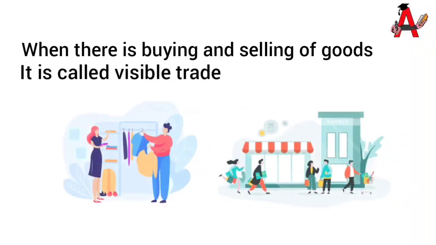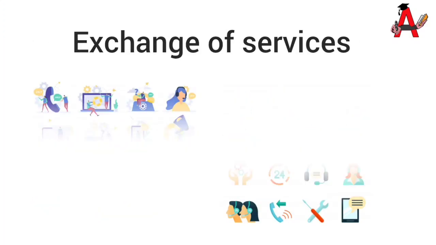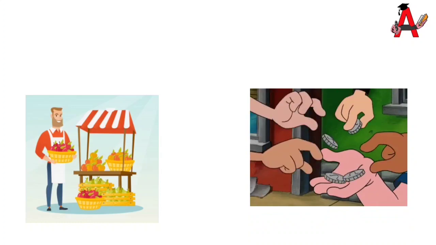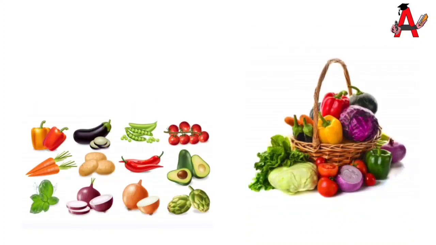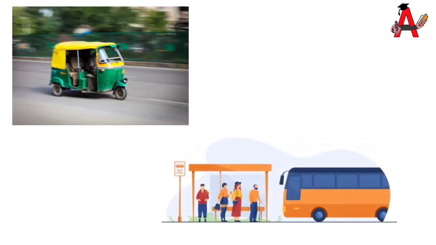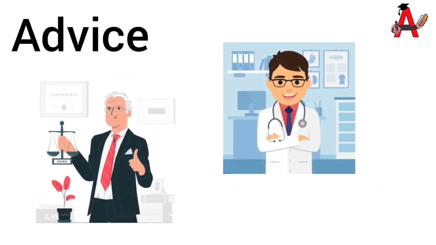When there is buying and selling of goods, it's called visible trade. On the other hand, when there is exchange of services, it's called invisible trade. For example, when we buy vegetables from a vendor, we pay for them and get vegetables, so that's a visible trade. Now, when we take an auto or a bus ride, we pay for the service. When we take advice from a lawyer or a doctor, we have to give remuneration for the advice. So these are invisible trade.